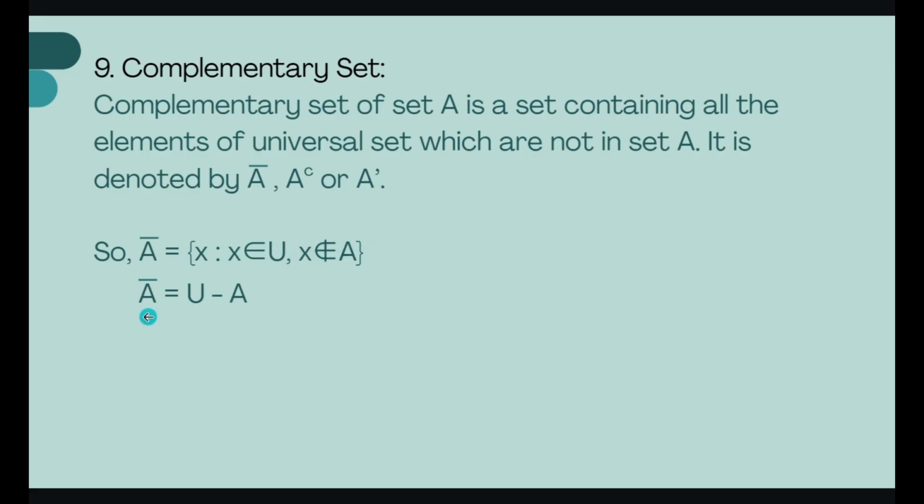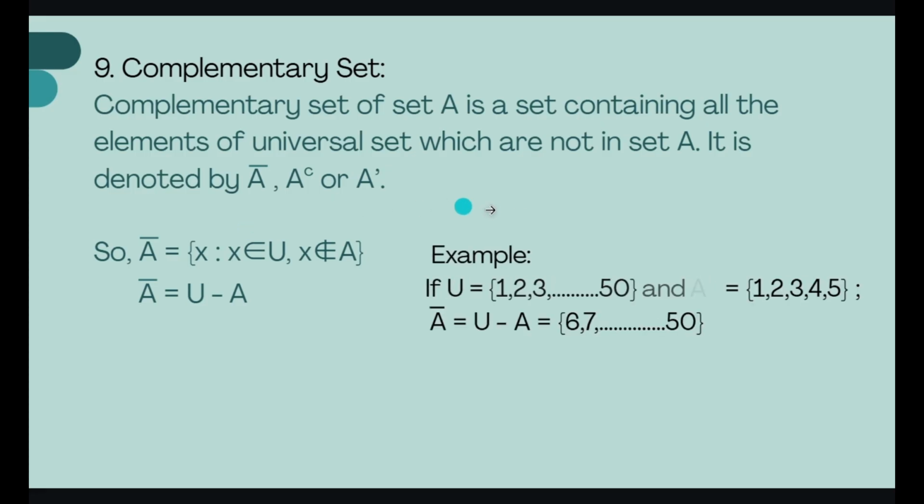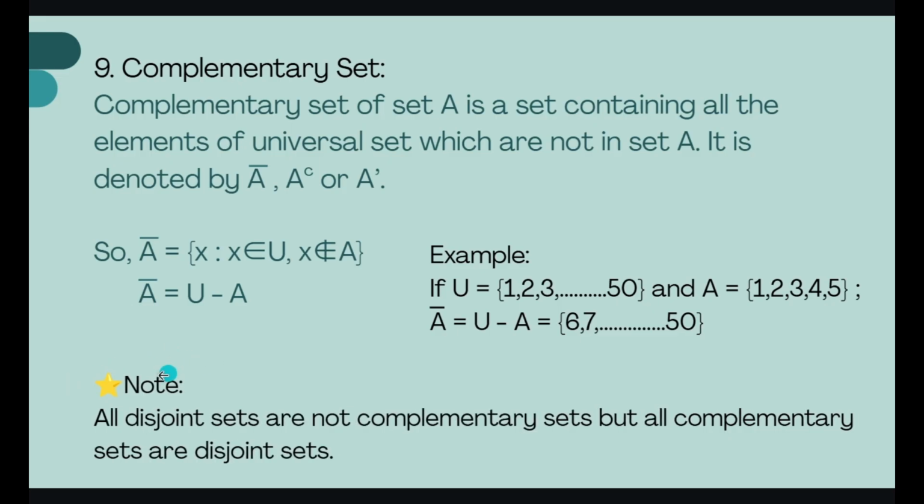So basically A bar equals U minus A, which means we are going to remove the elements of set A from the universal set. For example, if universal set equals 1 to 50 and the set A equals 1 to 5, so the complement of A would be U minus A. So we are going to remove the elements of A from the elements of universal set and we are going to write it as 6 to 50. And there's also an interesting note. All disjoint sets are not complementary sets, but all complementary sets are disjoint sets.